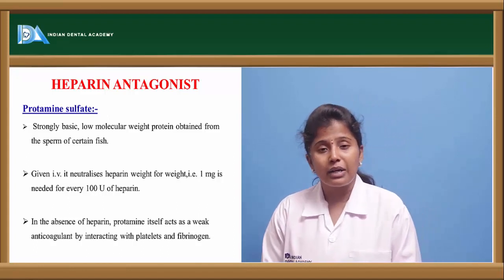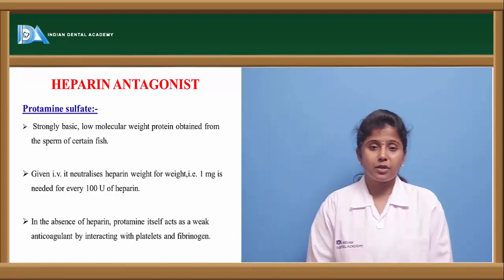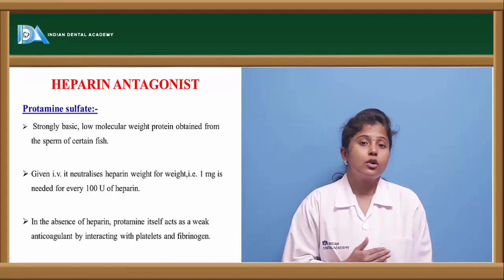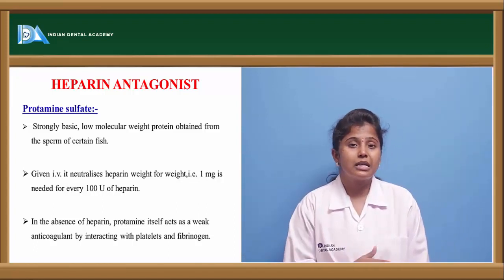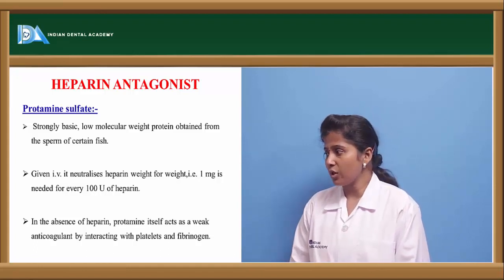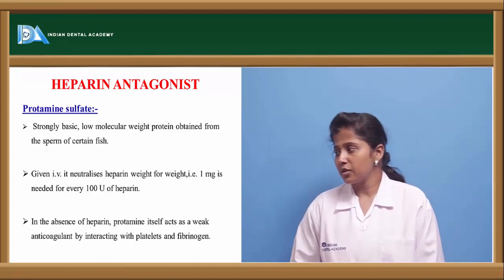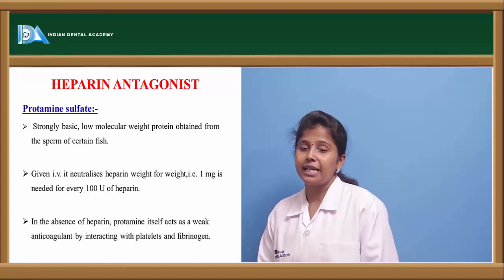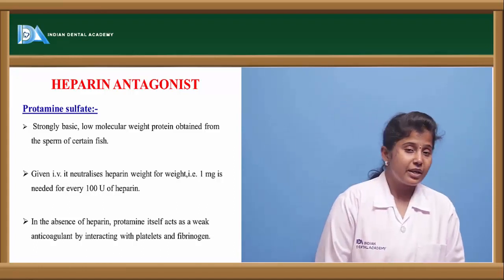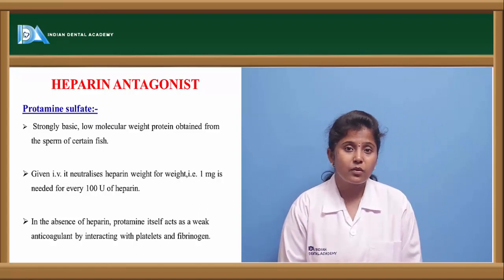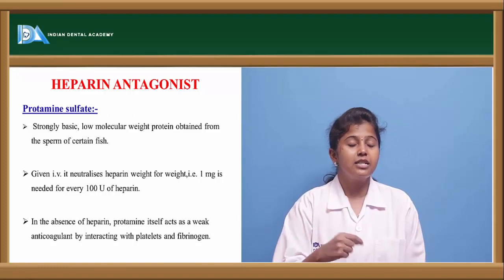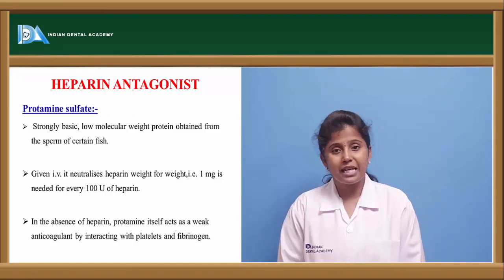If we give it through IV route, then it is available in the systemic circulation, because heparin is given through IV or subcutaneous route. So if we prefer to give it through IV route, then it can antagonize the adverse effects of heparin. And in the absence of heparin, protamine itself acts as a weak anticoagulant. So if heparin is not there in the blood and we are giving protamine sulfate, then it shows anticoagulant activity instead of antagonizing the heparin effect.